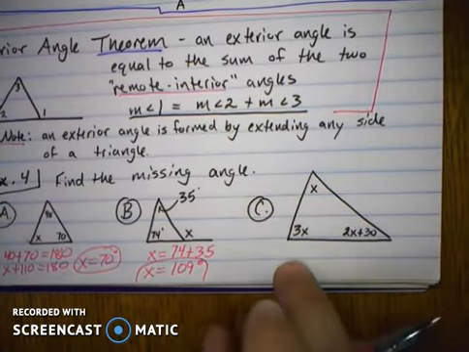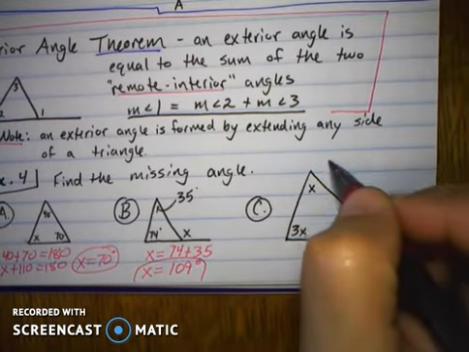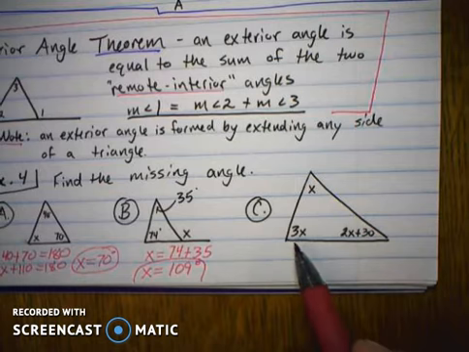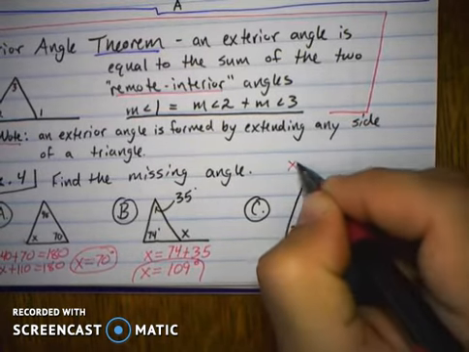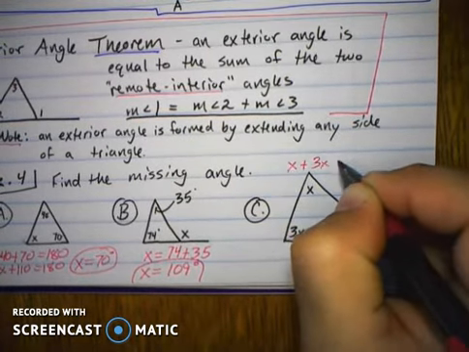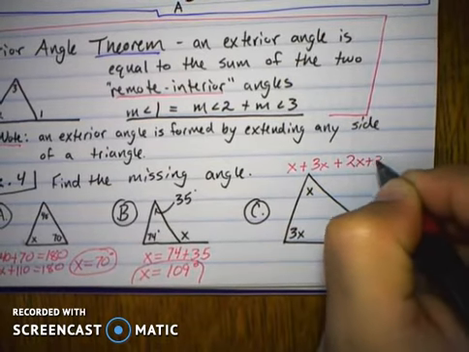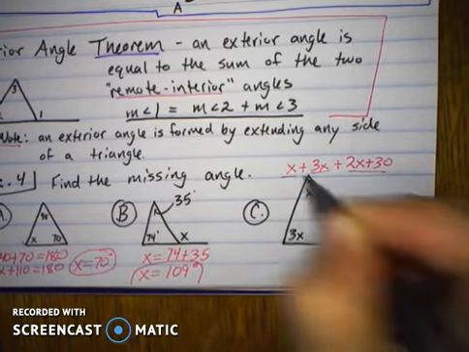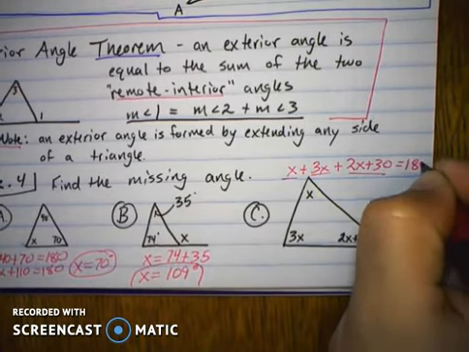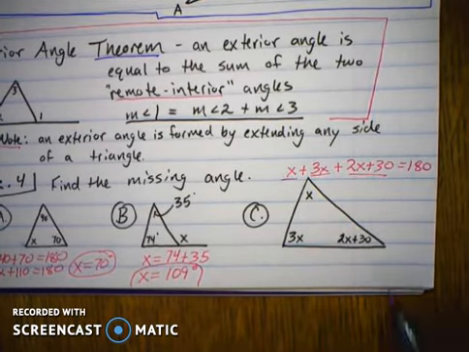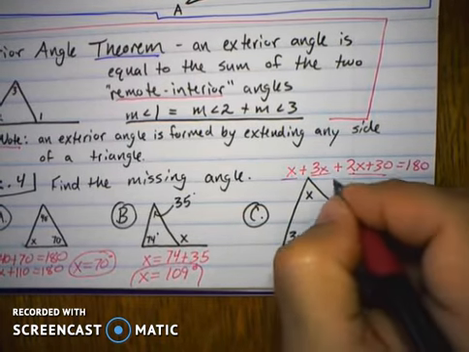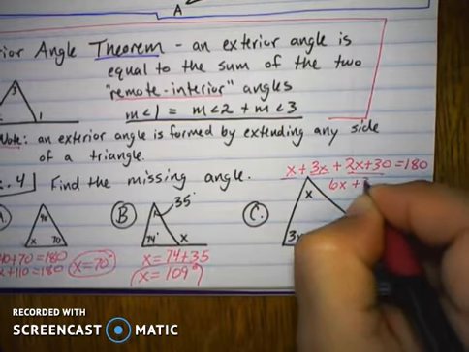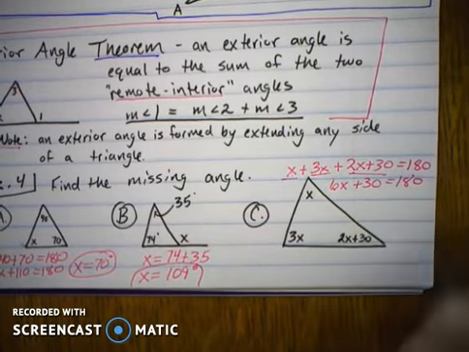Now, on part C, it takes a little bit more work. I didn't leave myself a lot of room, but I'm going to come up here and do some of this work. To do part C, we're going to add all three of these expressions up to equal 180 degrees. So x plus 3x plus 2x plus 30, there's your three angle expressions, has to equal 180 degrees. So I'm going to combine like terms. 1 plus 3 plus 2 is 6x plus my additional 30 equals 180.